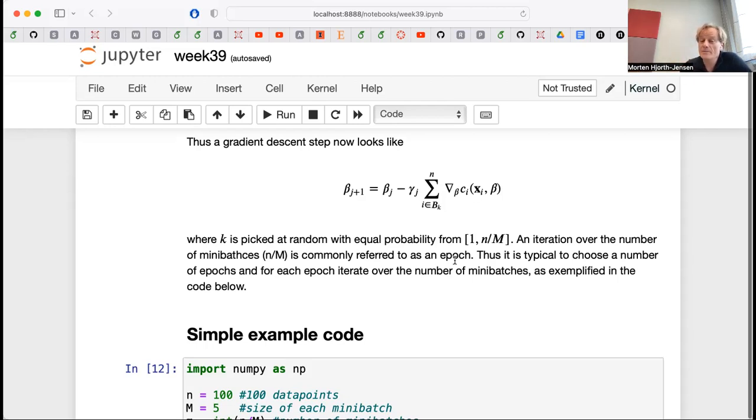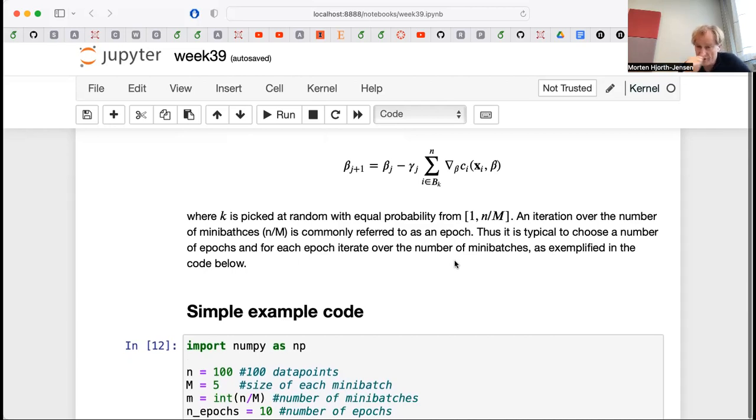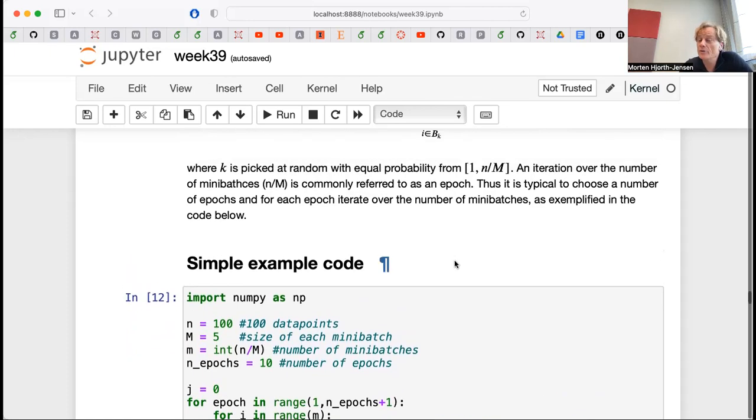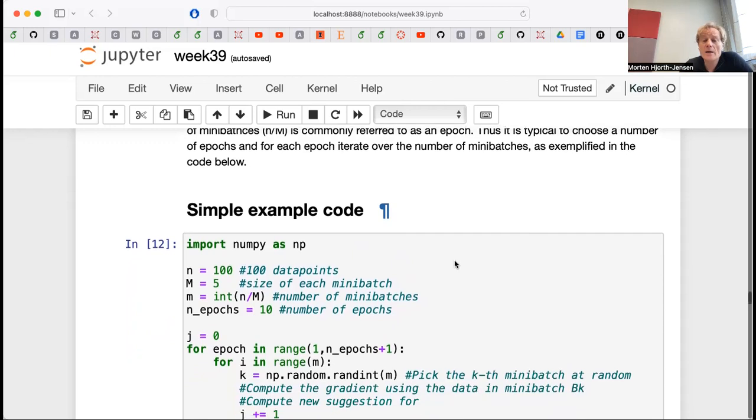And then in addition here, you will also have the way you tune your learning rate. That will also introduce a set of parameters. And there are many ways by which you can tune the learning rate.